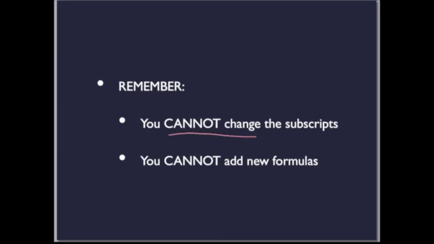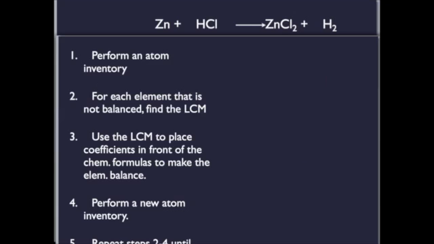Two things to remember when you're balancing equations. You absolutely cannot change the subscripts. The subscripts are these little numbers right here. You don't get to change those. And you cannot add new formulas to the chemical equation. You can only balance what's already there. Okay, let's do another example.